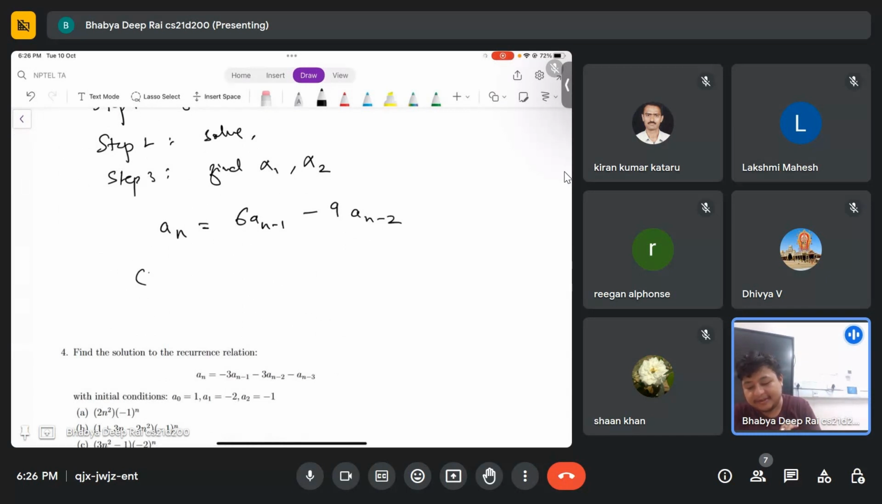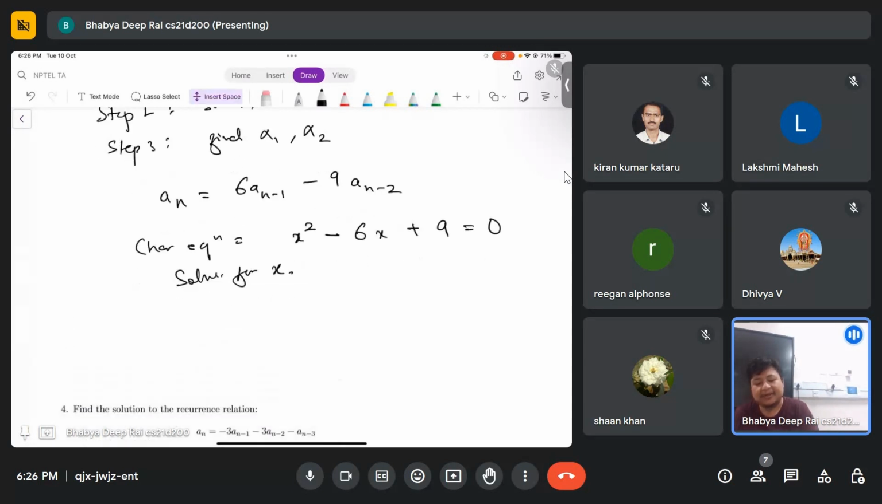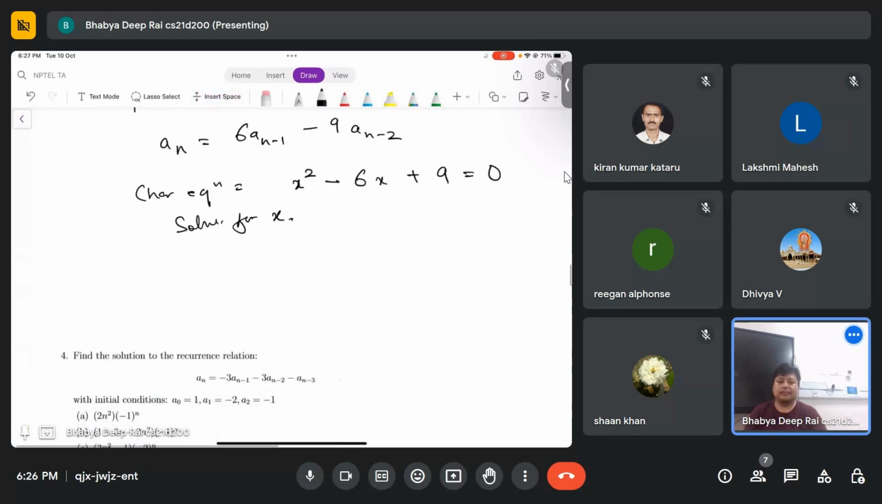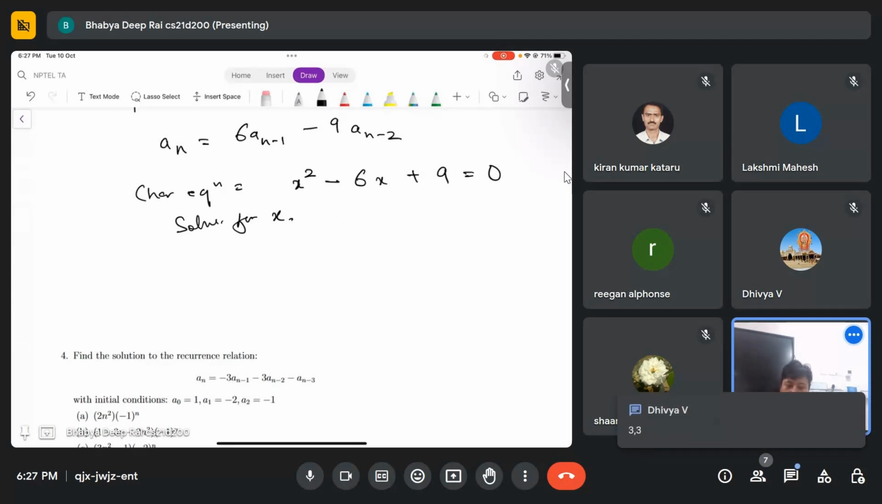So what is the characteristic equation? x squared, because there are two elements, minus 6x plus 9 equals 0. Can you tell me what the roots are? Solve for x. Tell me what the roots are in this case. Okay, this is 3 and 3.